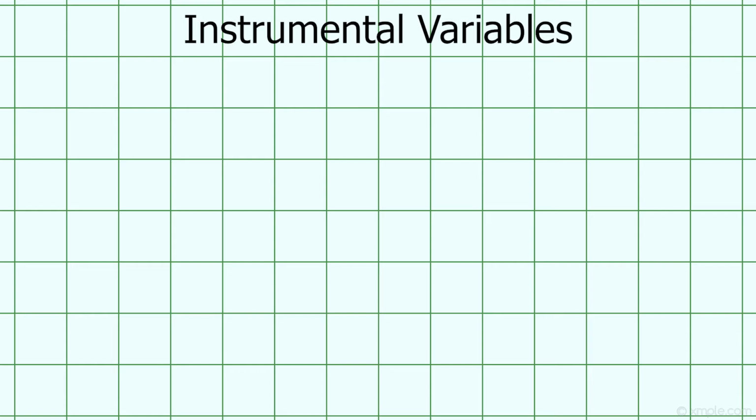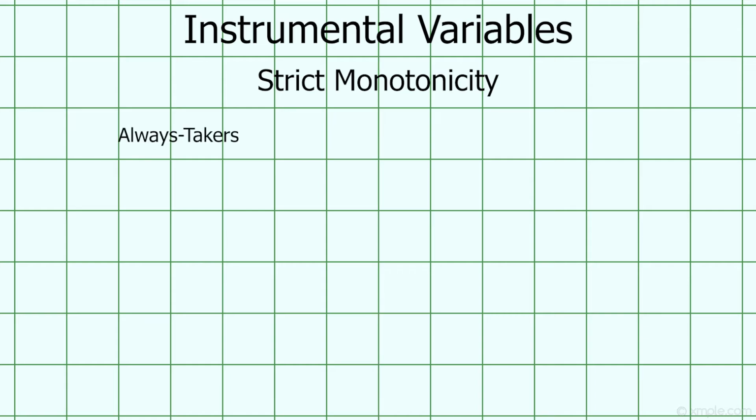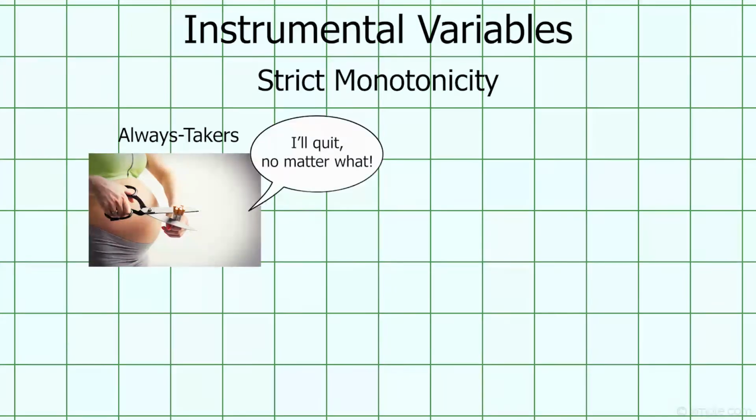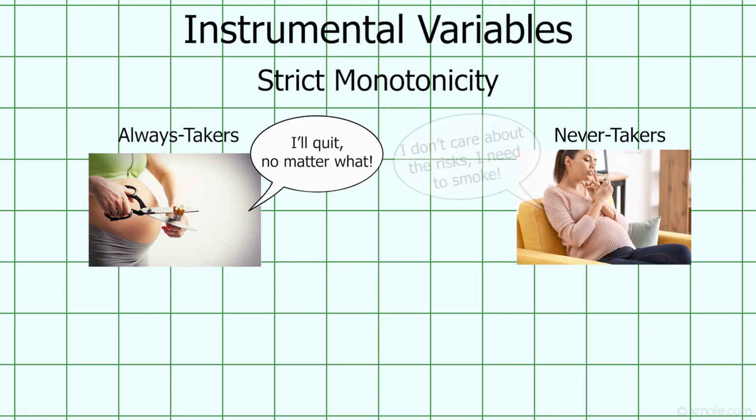Finally, there's the assumption of strict monotonicity. For this assumption, think back to our example of our encouragement design with smoking during pregnancy. There are 4 possible types of people in that experiment. The first group are called always takers. These are the women who would quit smoking regardless of whether they were given the encouragement pamphlet or not. The next group is never takers. These are the women who would continue to smoke even if they were given the encouragement pamphlet.